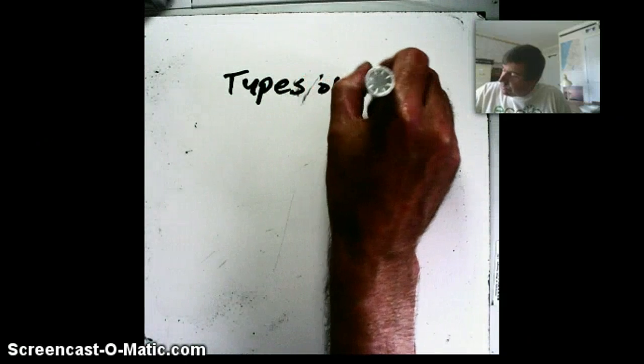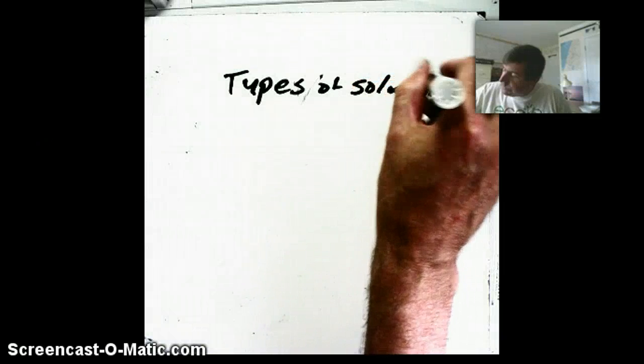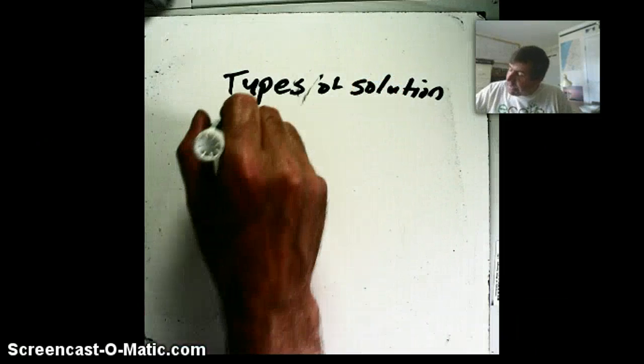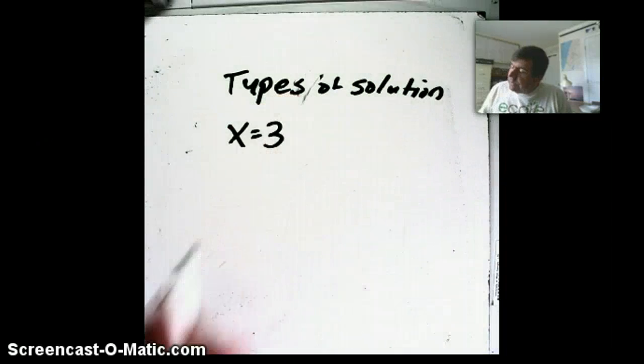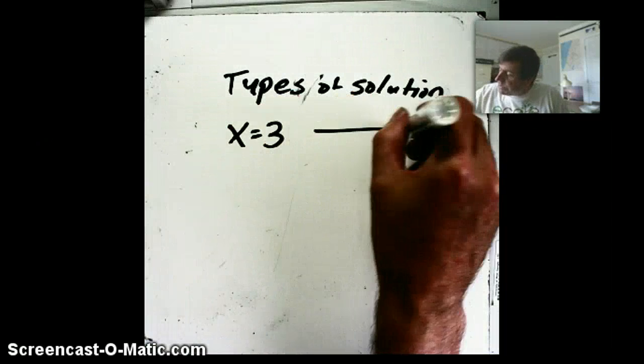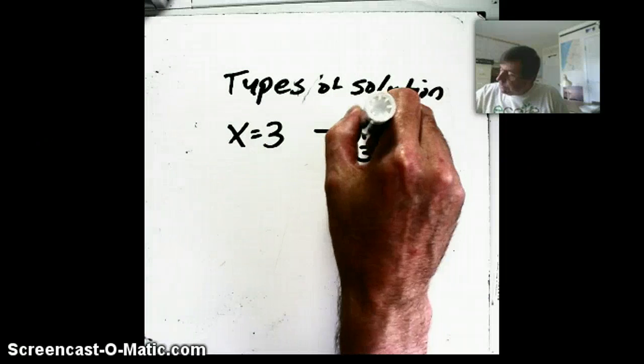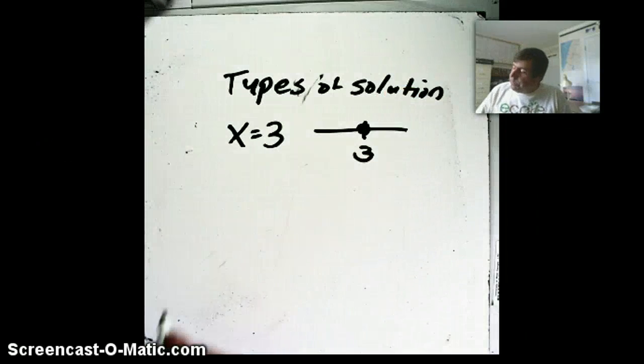Types of solutions. Well, we can get one solution like x equals 3. That would be very easy. That's just a point on the number line. So it's a point on a line.